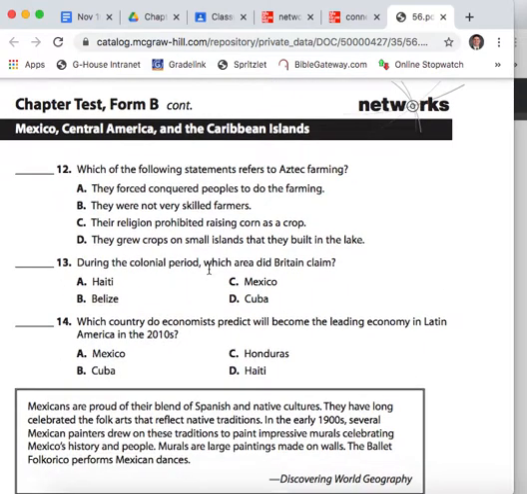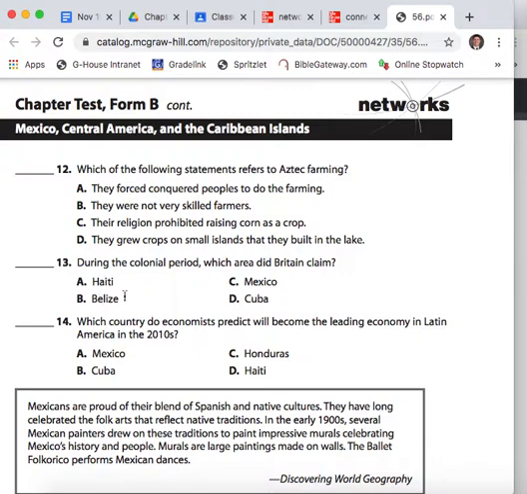Number 12, which of the following statements refers to Aztec farming? A, they forced conquered peoples to do the farming. B, they were not skilled farmers. C, their religion prohibited raising corn as a crop. Or D, they grew crops on small islands that they built in a lake. If you remember that term, it was called chinampas. 12 is D. 13, during the colonial period, which area did Britain claim?